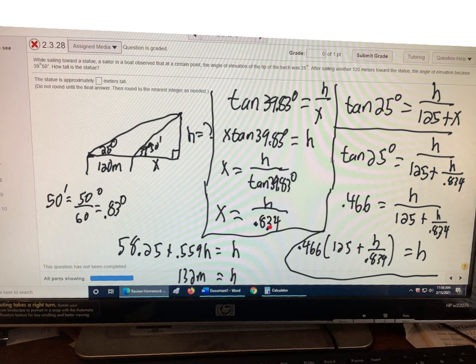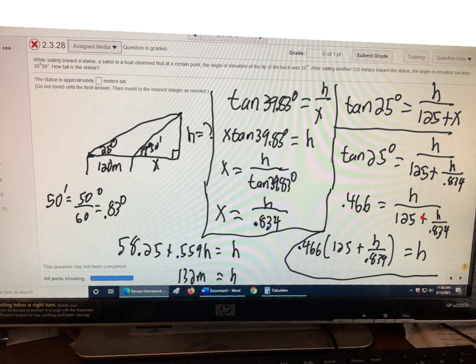around to three places. Then for the bigger triangle, the tangent of 25 equals the opposite, which is h, what we're after, over the length of this side, which is 120 plus this unknown x. And so I'm going to substitute in, replace x with h over 0.834. And I punch that in a calculator, get 0.466, and now we just have to solve this equation here.